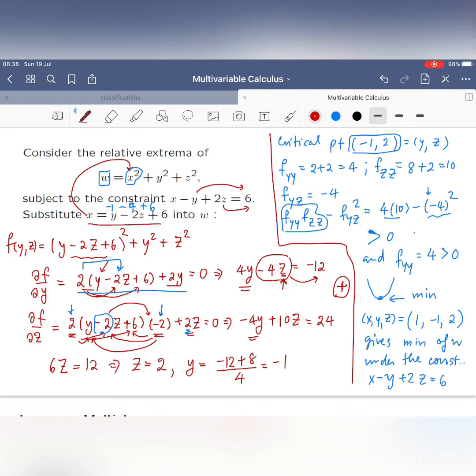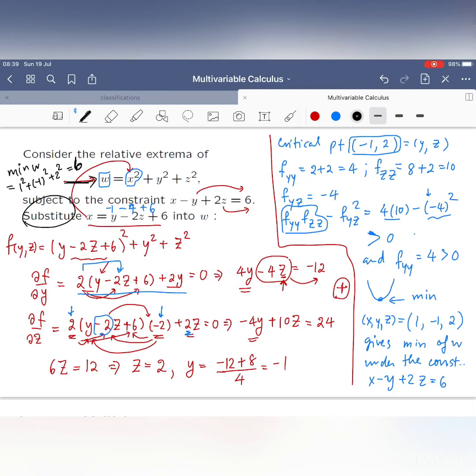What if you need to find the minimum value of w? Then the minimum value, so let me just use the black. The minimum value of w under this constraint, okay, subject to this constraint, it is what? 1 square, -1 square, and 2 square. This one is not that difficult to compute, right? It is 4 and 1 and 1, so you got a 6. That will be your minimum, and no maximum under this constraint.